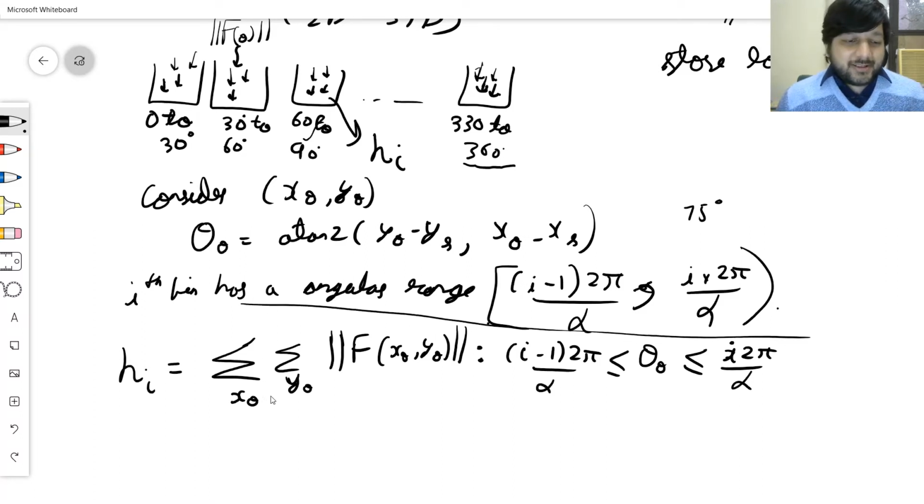And of course, x_o is from x_r minus w by 2 to x_r plus w by 2. It's a w cross w window, and similarly for y_o, y_r minus w by 2 to y_r plus w by 2.